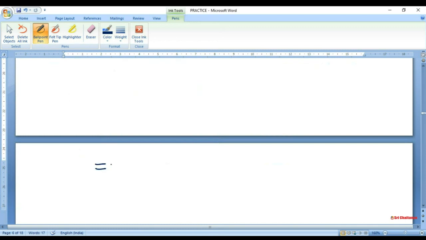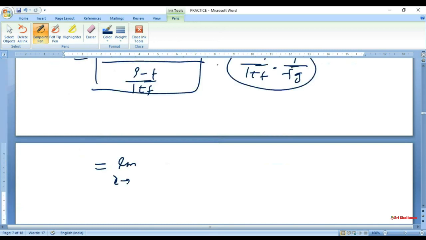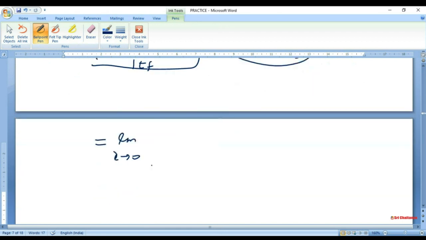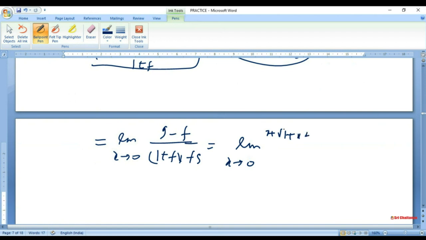Now our final expression becomes the limit as x tends to 0 of (g minus f) upon (1 + f) times fg. Now is the time to put the numbers. Your g was x plus root of (1 + x squared) minus 1, and f was x.